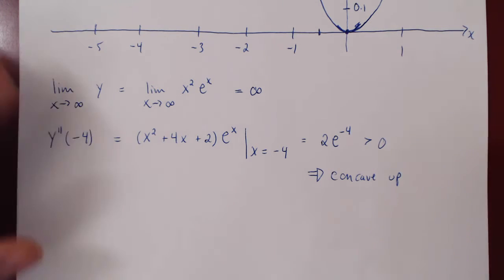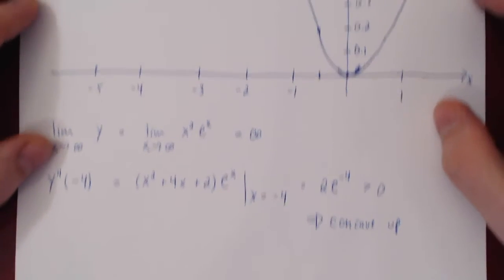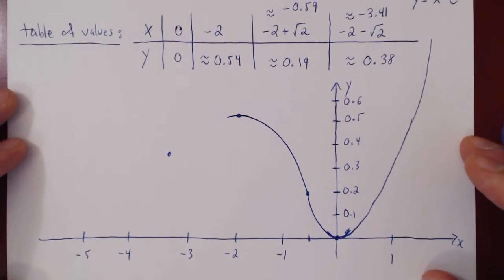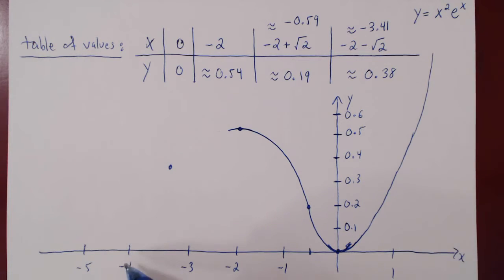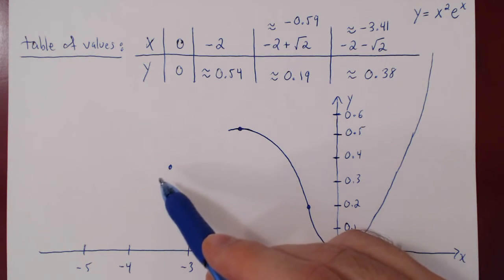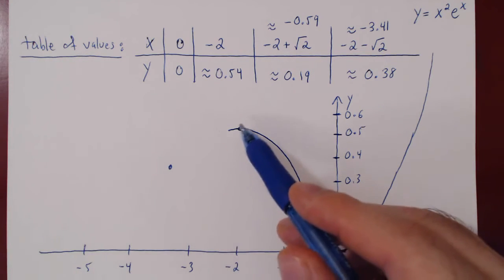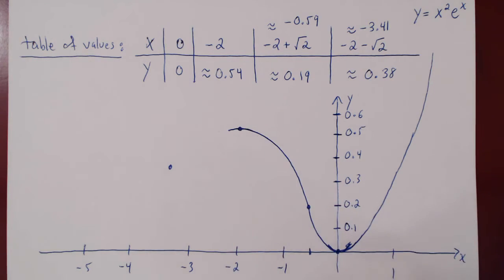And let's see if that's interesting. We know at negative 4 the curve is concave up. Let's go back to our graph now. At negative 4, the curve is concave up. So the curve will always be concave up to the left of this point. But if we look to the right, we know the curve is concave down. So this is indeed a real inflection point.